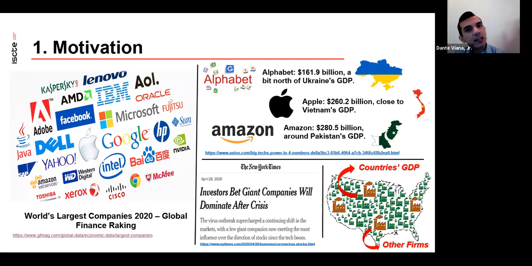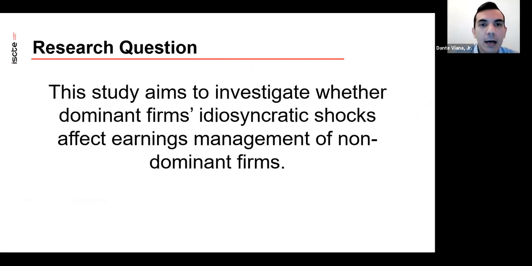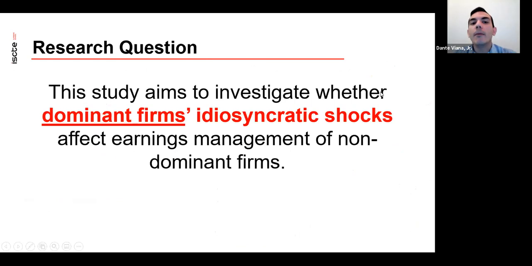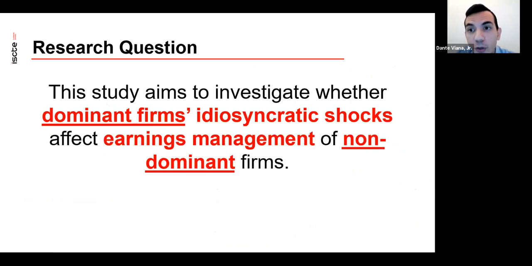So taking this background into account, our aim in this paper is basically to investigate whether dominant firms' idiosyncratic shocks can affect earnings management of non-dominant firms. But I need to explain to you what a dominant firm shock is, and how this could happen. How can those dominant firm shocks affect earnings management of other firms?